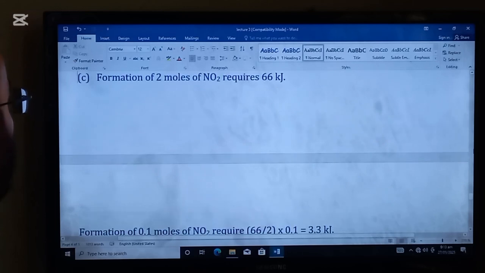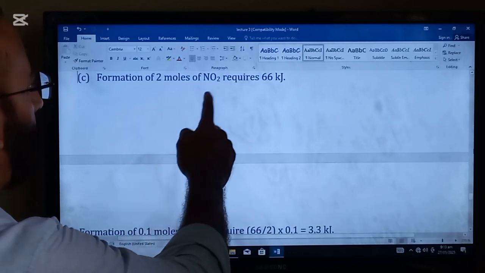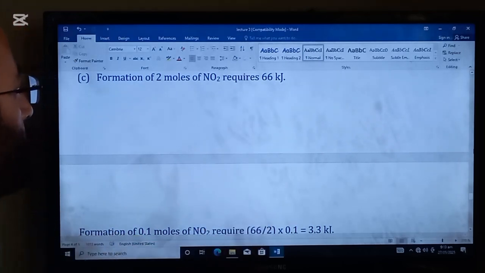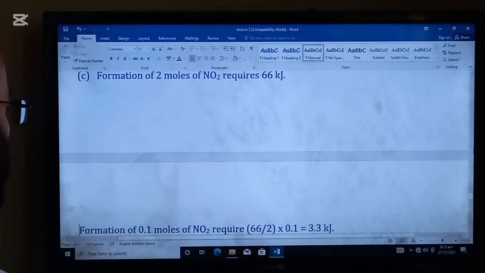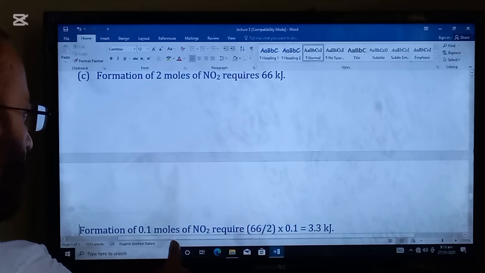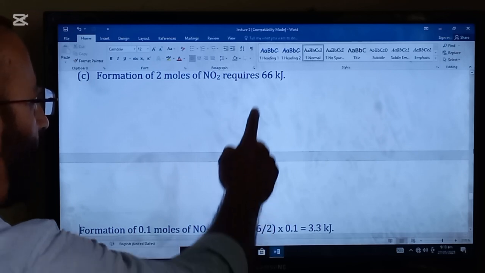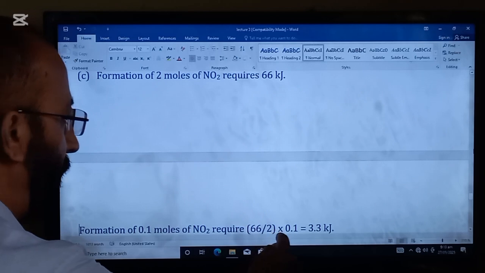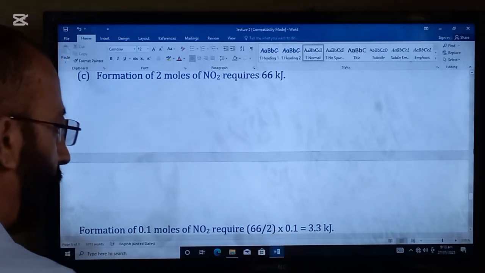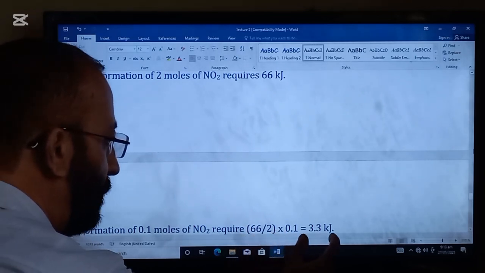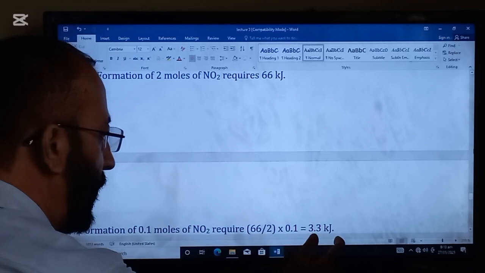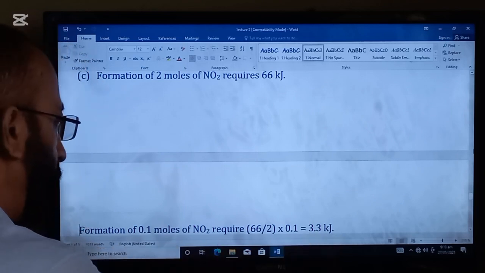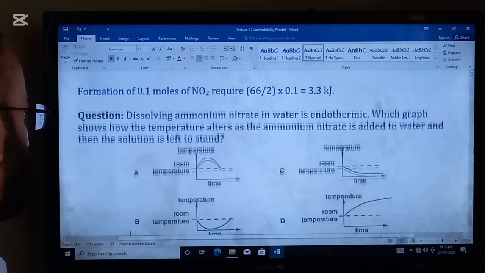So formation of 2 moles of NO2 requires 66 kilojoule, and from here formation of 0.1 moles of NO2 requires 66 over 2 multiplied by 0.1. Solving it on the calculator will give us this answer. So this energy is required to make 0.1 moles of NO2 molecules.